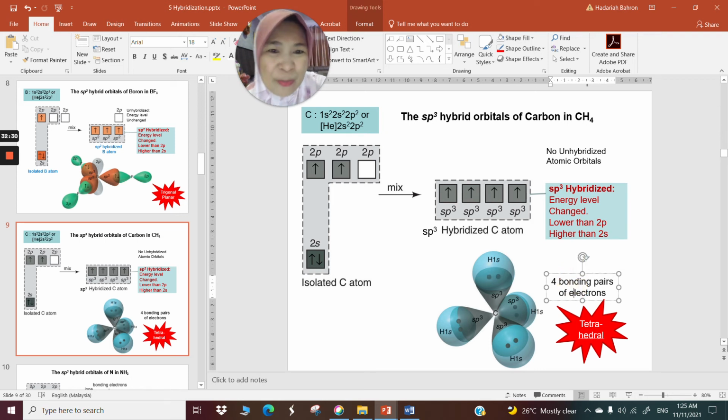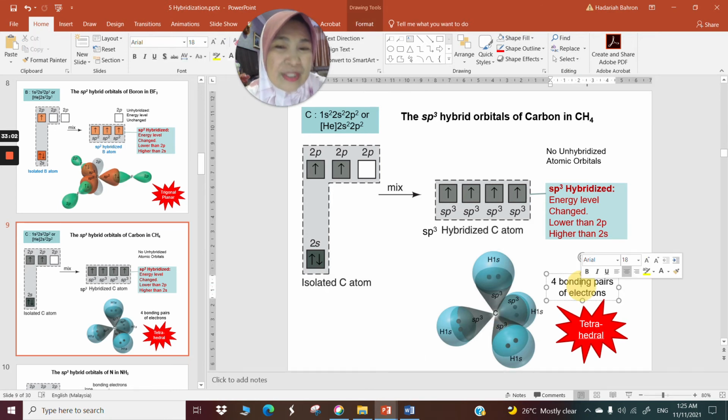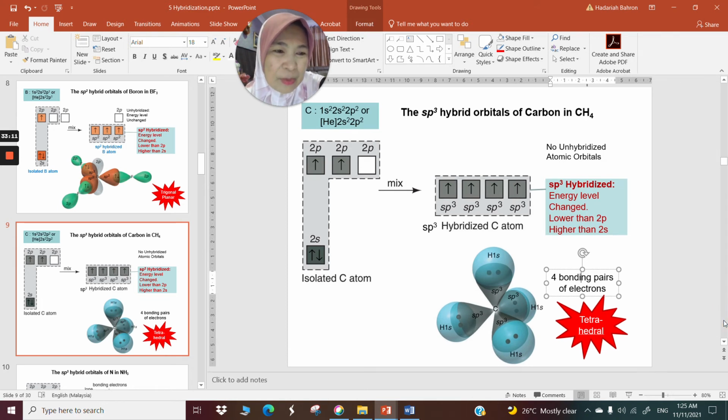How do we know we have 4 bonding pairs of electrons? Go back to your Lewis diagram. Remember Lewis diagram? So for methane you have 4 valence electrons of carbon. So the first one pairs up with hydrogen, the second, the third, and the fourth also. You get 4 bonded pairs of electrons. So you get tetrahedral. And the hybridization that is associated with tetrahedral is sp3. Remember that.